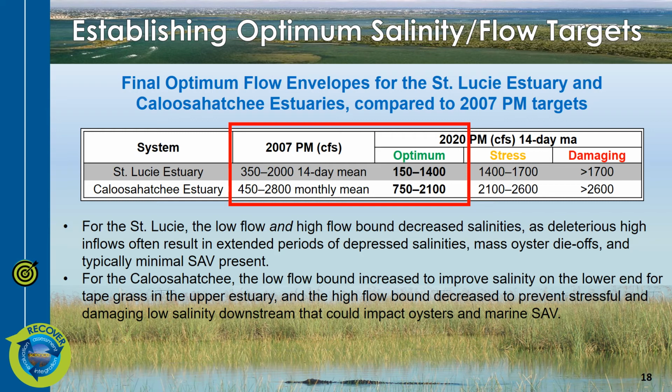For the Caloosahatchee, the low flow bound increased from 450 to 750 CFS to improve salinity on the lower end for tape grass in the upper estuary, and the high flow bound decreased from 2800 to 2100. And this was meant to prevent stressful and damaging low salinity downstream that could impact oysters and marine SAV.